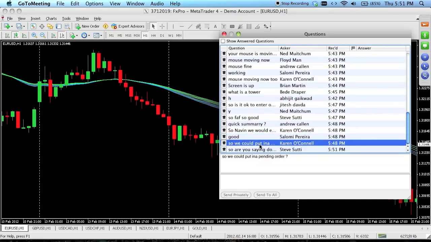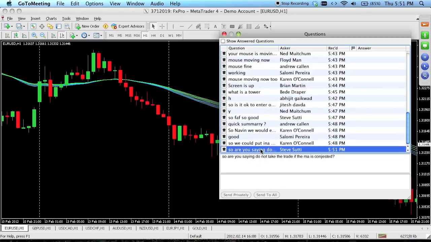Karen's saying, so we could put it in a pending order. Yes, as soon as the candle closes, put it in a pending order. Steve, so are you saying do not take the trade if the MA is congested? Yes, do not take it if it's congested.